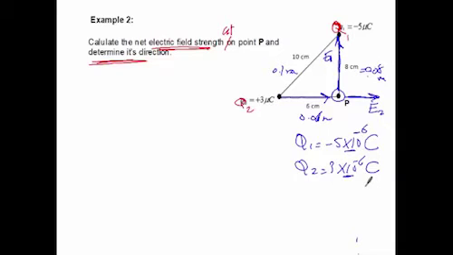Now we have to calculate E1 and E2. E1 equals KQ1 over R squared, this is the formula. So our E1 equals 9 times 10 to the 9, where is our, sorry, this is only Q. Okay.